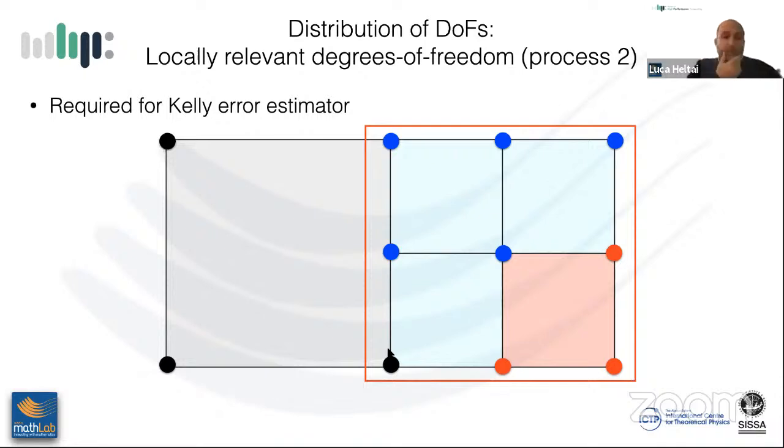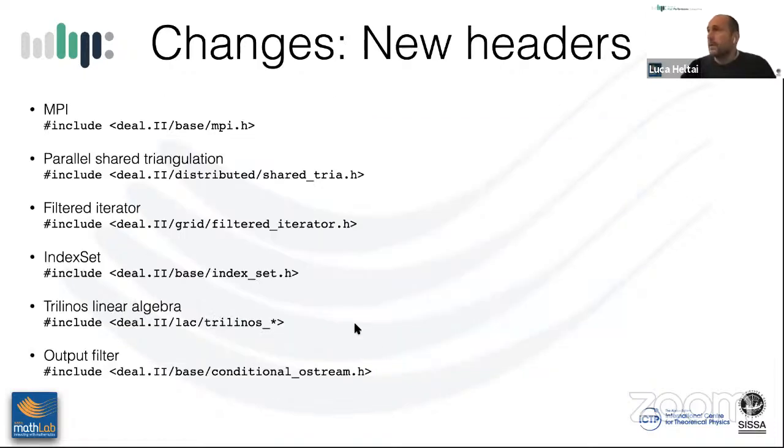So what are the changes that we need to do in the code in order for this to work? We'll do this together. We'll move Poisson.cc to a parallel version of Poisson.cc in the examples that we have. Okay. New headers. So we need to include MPI.